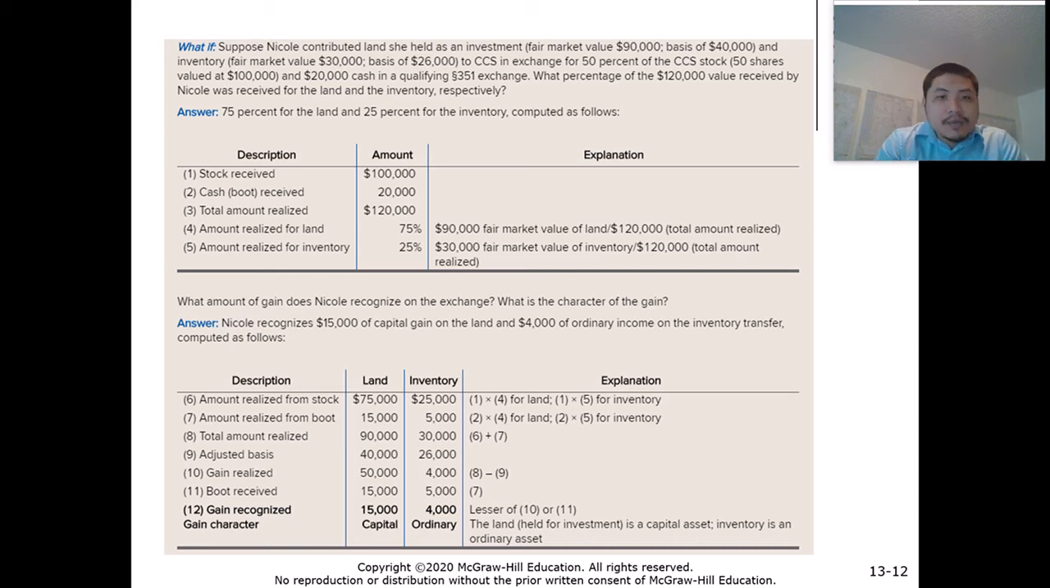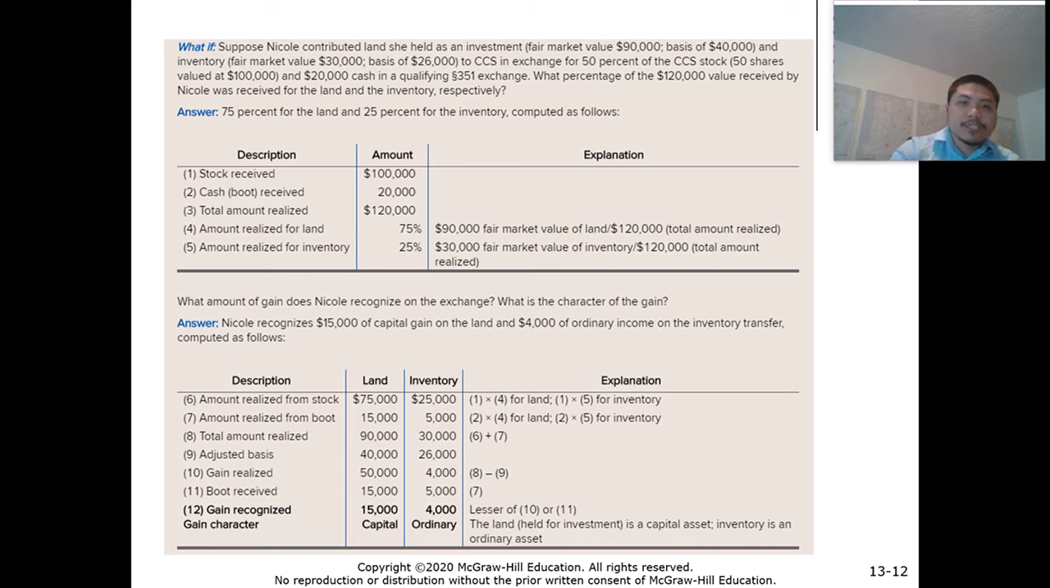So well, we know that only $100,000 of stock has been received by Nicole, right? So we can only use that to start with, right? So we know the stock received is $100,000, and then the boot, the cash received, is $20,000, right?